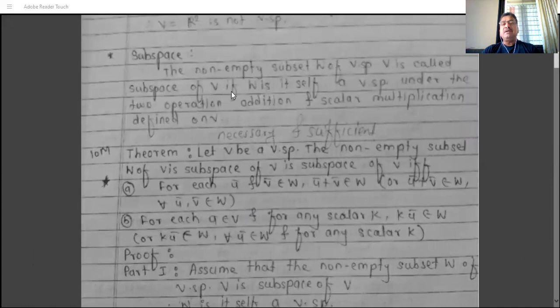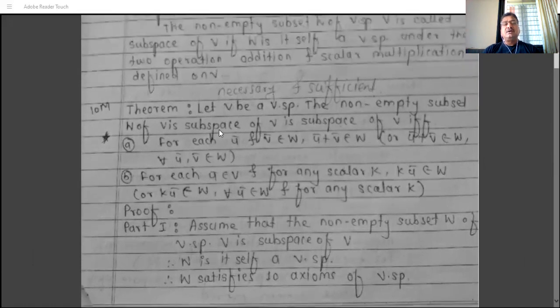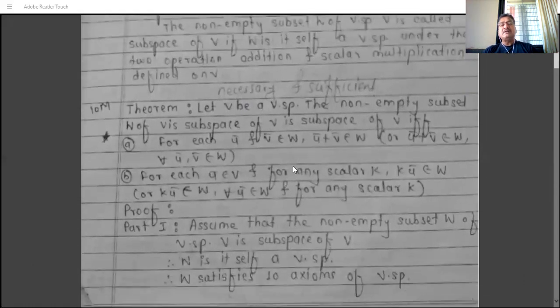If you use the definition in an example, then to show W is a subspace of V, we have to show W satisfies the 10 conditions. But this theorem says that if W satisfies these two conditions, C1 and C2, then W becomes a subspace. So in order to show a subset is a subspace of any vector space V, we have to show these two properties, no need to show the 10 properties. Obviously, this theorem says that these two properties are equivalent to the 10 properties. That is, from these two properties, we can prove the 10 properties.